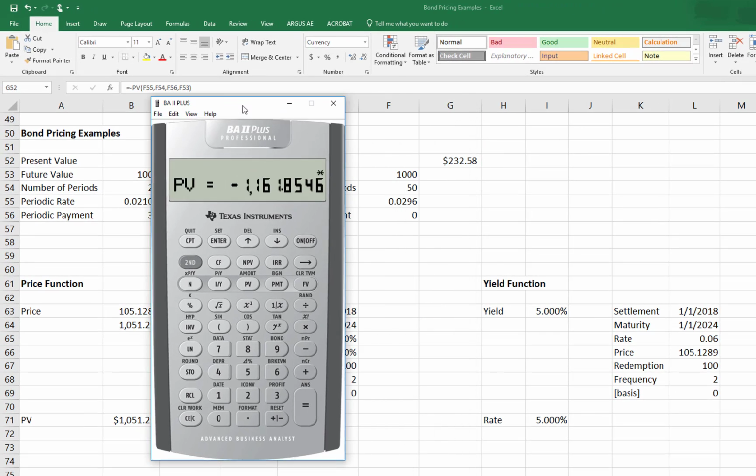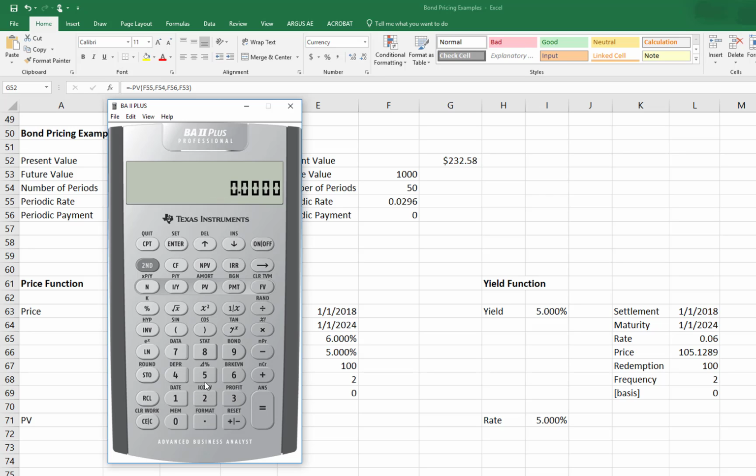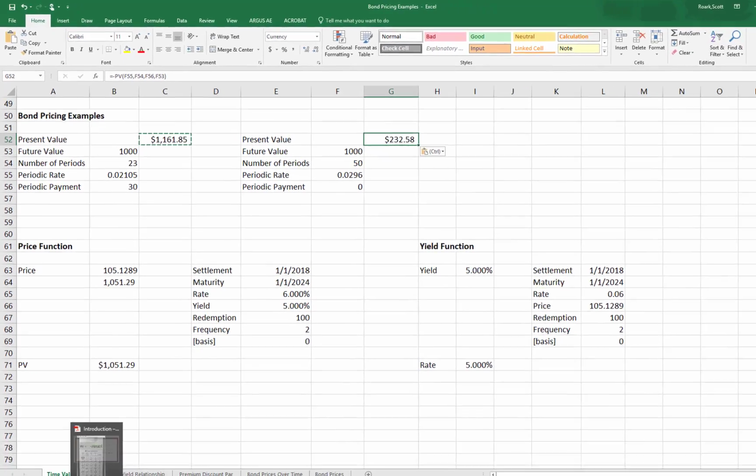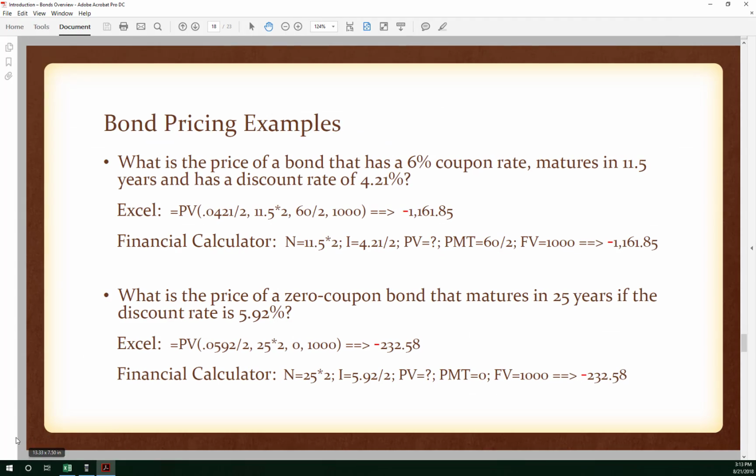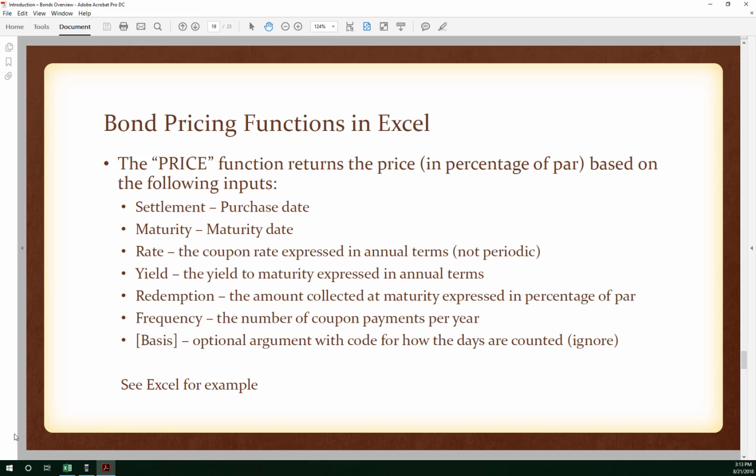With a calculator, we can put in the different pieces that we need. No payment, $1,000 future value, the interest rate is 5.92 divided by 2. And then we compute the present value, negative $232.58. Again, we change the sign here. So all is good. Those are very straightforward, very easy calculations. So we can move on in our slideshow here.